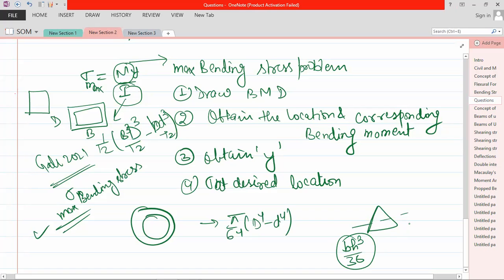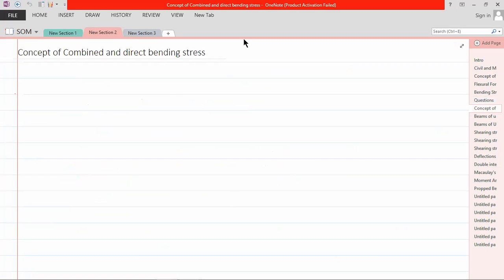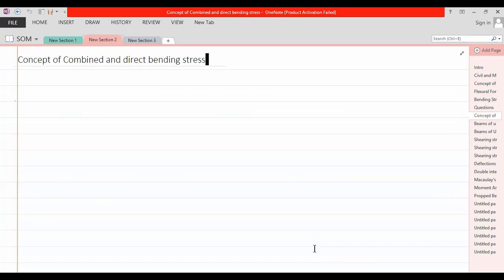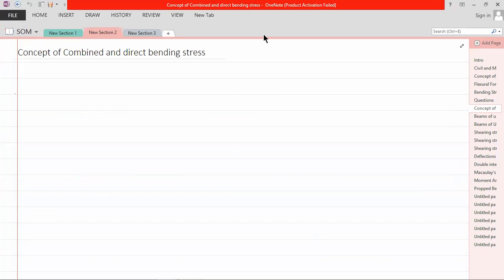Now I hope normal bending stress is clear. Now the concept of combined bending and direct stresses. So I am giving you 10 minutes. Just go and take a 10-minute break. Then I am coming back. So is it okay? Yes, sir. Okay. I hope everyone is sleeping because of the long class. Guessing that. Okay. After 10 minutes.